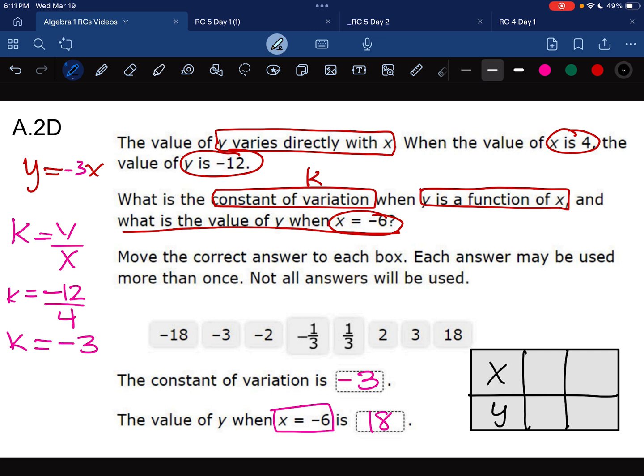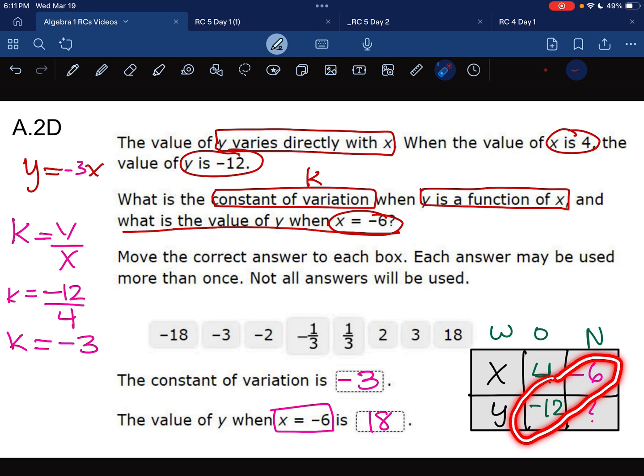When we have our x and our y, my old x was 4 and my old y was negative 12. My new x is negative 6, but I don't know what my new y is. This is when you cross multiply and then you divide by 4. You cross multiply and you divide by 4.